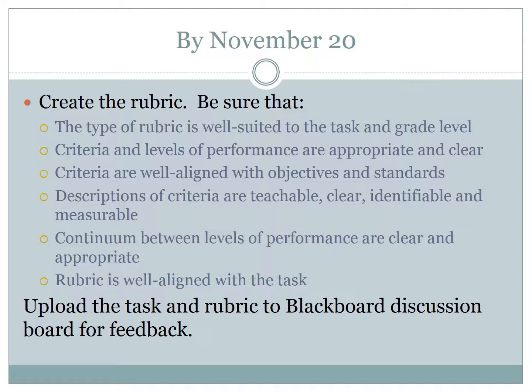That means there should be distinct levels of performance that are all on a continuum. So think about, what does developing mean and what does proficient mean? The rubric, again, should be well aligned with the task. You may use either an analytic or a holistic rubric, but you're going to have to justify your choice after this. You should upload the task again and the rubric to that week's Blackboard discussion board for feedback, and we're all going to be helping each other improve these performance assessments.